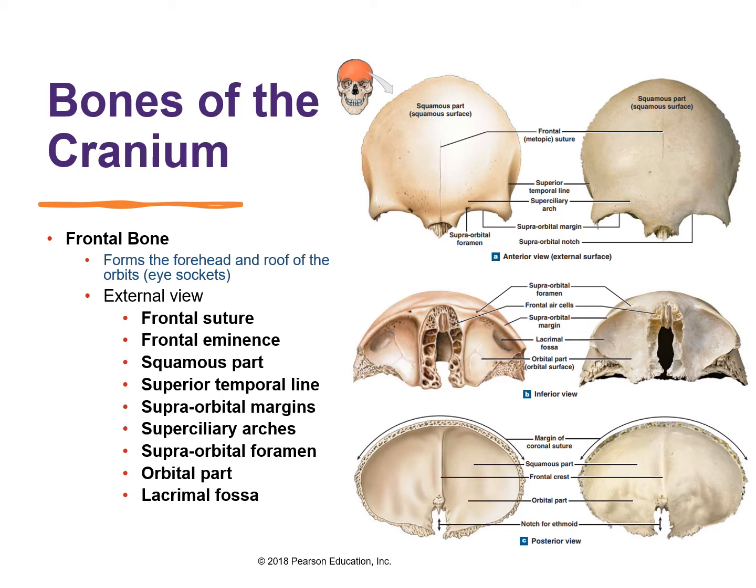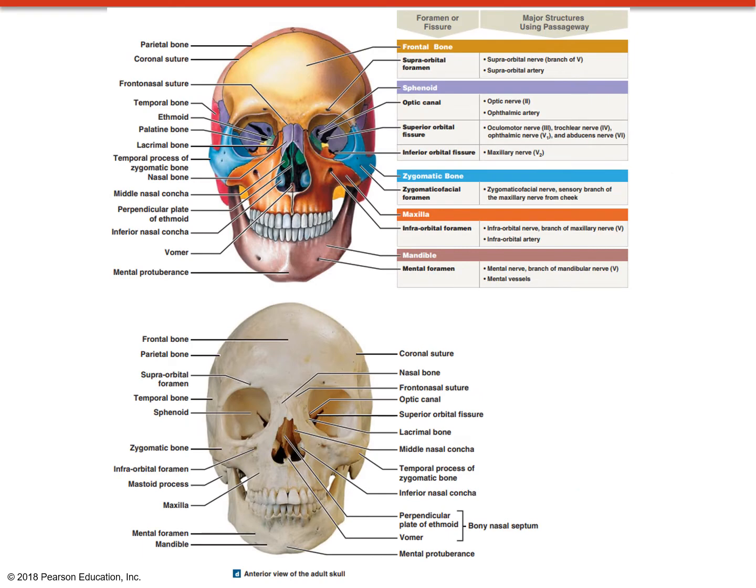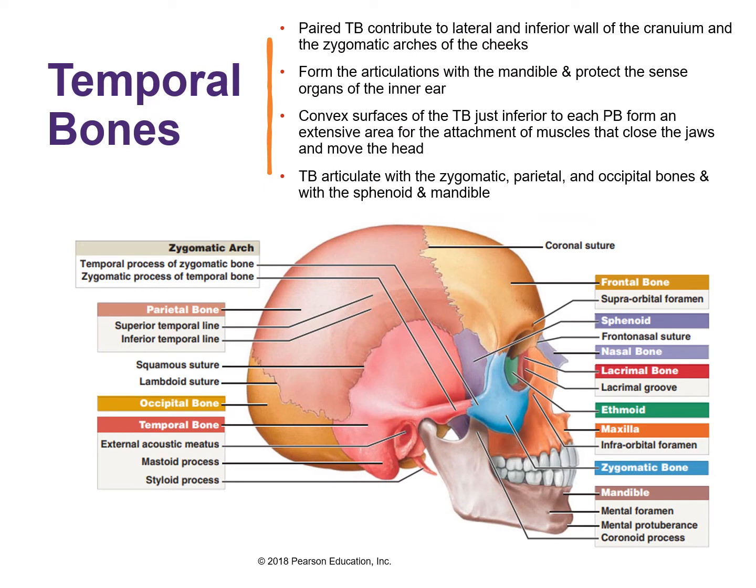But again, the frontal bone is going to be basically your forehead area. As we can see right here, the frontal bone in that yellow goldish color is going to be in the anterior portion of the skull. We have the temporal bones. Right? These are going to be parietal bones, right? They're going to contribute to the lateral and inferior walls of the cranium and the zygomatic arches of the cheek.